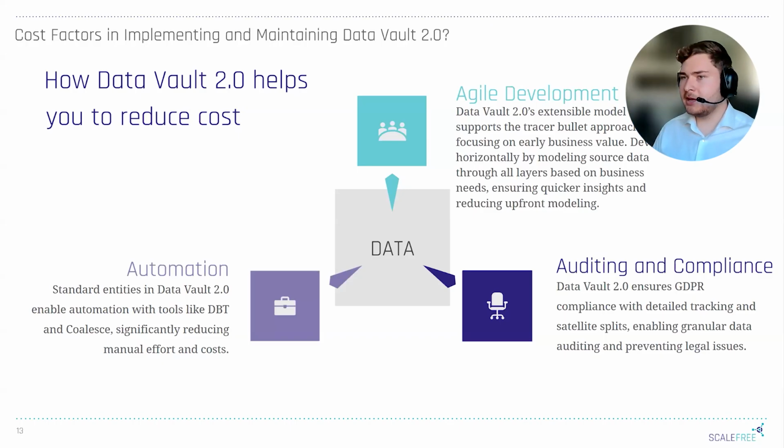Because of the standard entities you have, you can automate a lot of the development part. Not so much of the business rules, right? This stuff you still need to implement, but the raw vault can be automated really well, and it brings a huge benefit and time saving, and therefore cost saving. Agile development, because the model is so extendable, it makes it really easy for us to build report for report, right? And really focus on delivering business value early and be agile, right? And this will save you a lot of cost and refactoring as well. So I think this is really nice.